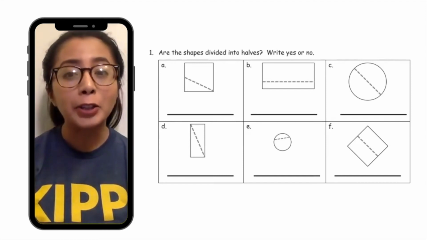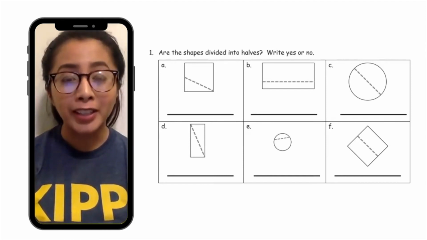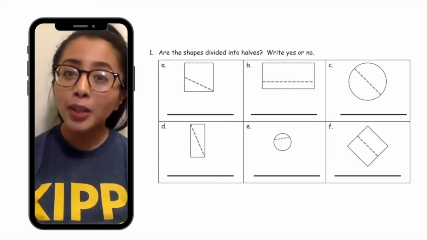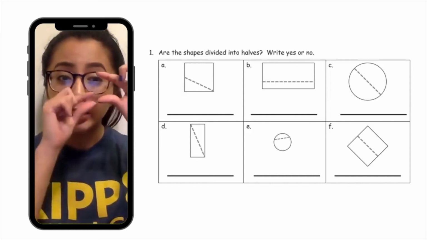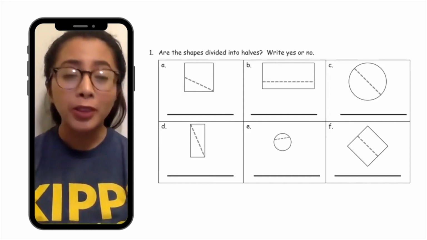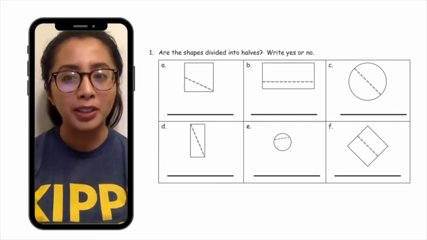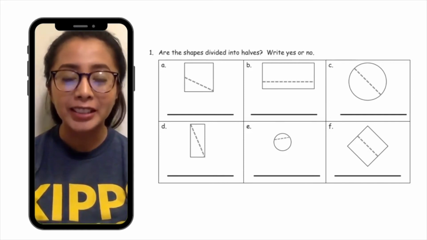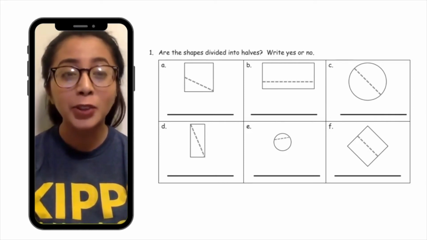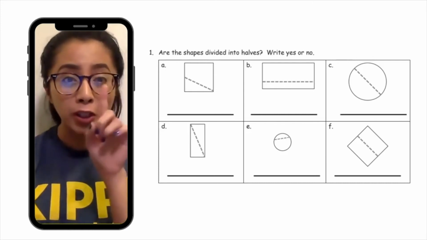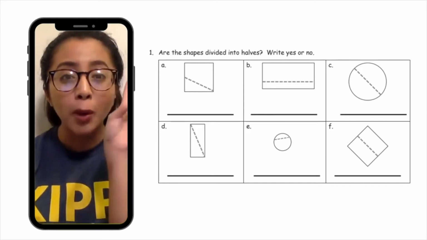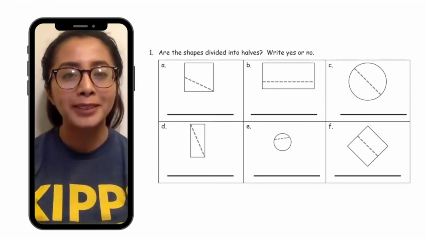Now looking at letter B, are the shapes divided into halves? Nope. And also in this one, it has a bigger piece and then a smaller piece. So this is not two equal parts. Now looking at letter C, is this divided into halves? Yes or no? Yes, it is. If we look at that shape, it has two equal parts. Both of those parts are the same size.